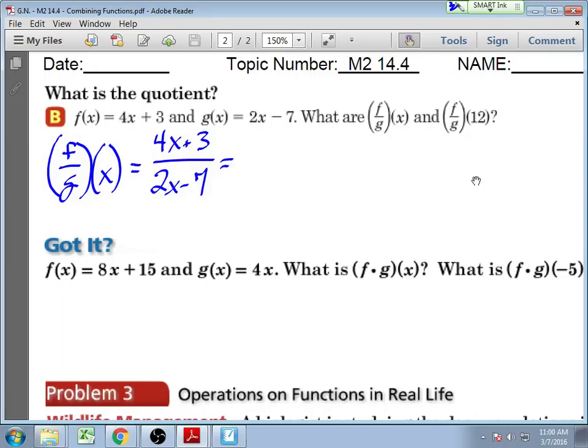When I look at this, can I really do anything with that quotient? No, because the 4x gets divided by the 2x and the -7, the 3 is getting divided, like everything's working with like and non-like terms. There's no simplification that can be done. So since there's no simplification to be done, I'm done evaluating my function until I plug something in. So now I can say f divided by g of 12. If you don't have that yet, give it a shot.